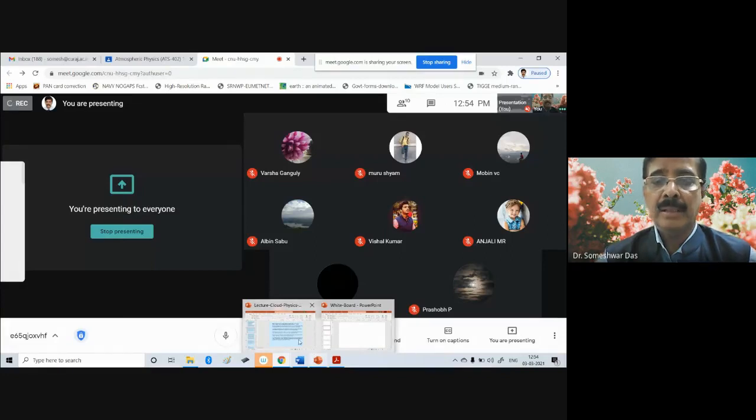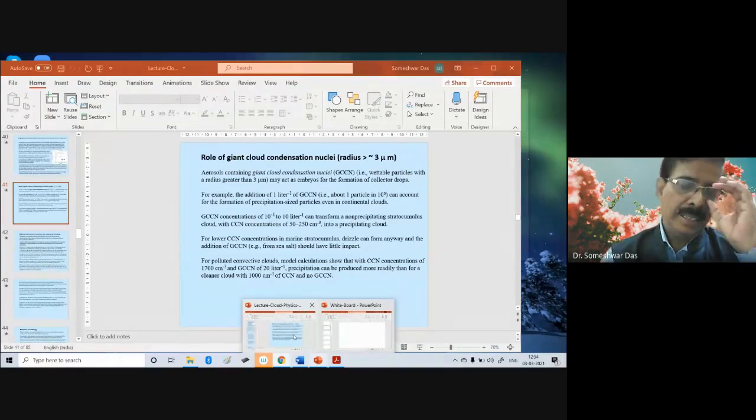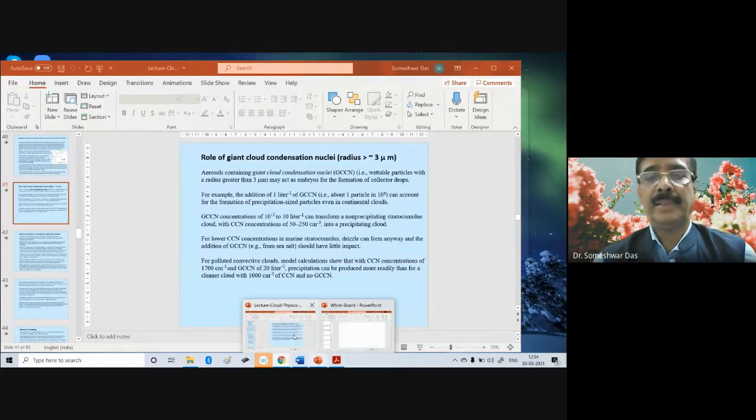About the warm clouds, the formation and growth of water droplets in the warm clouds. For the last 7 or 8 lectures we have been discussing that only. In yesterday's class we discussed the role of giant cloud condensation nuclei in the growth of the water droplets. Actually, such giant cloud condensation nuclei accelerate the growth, right?